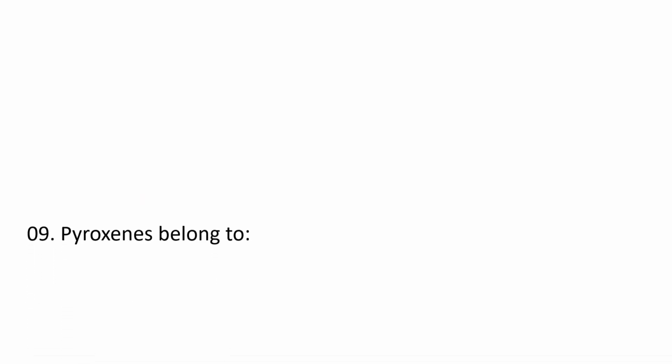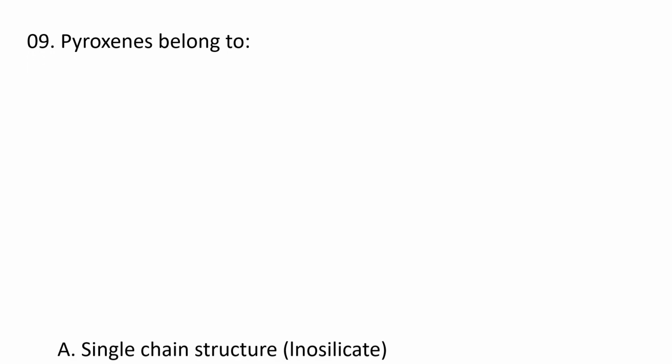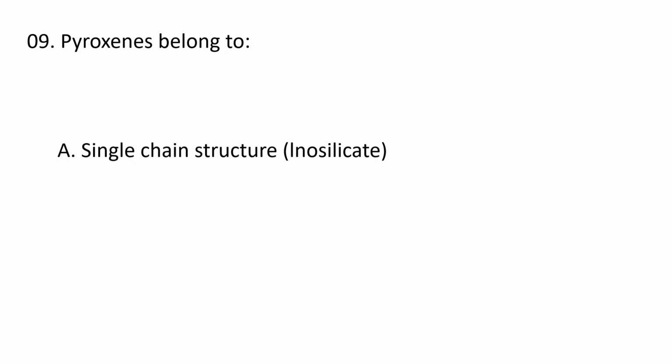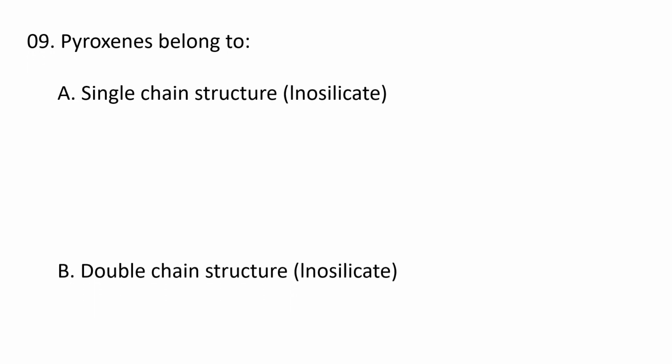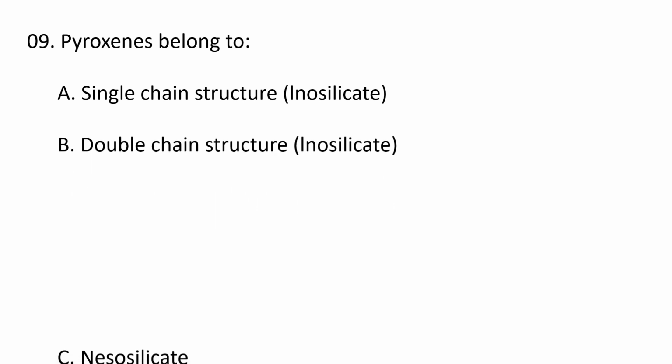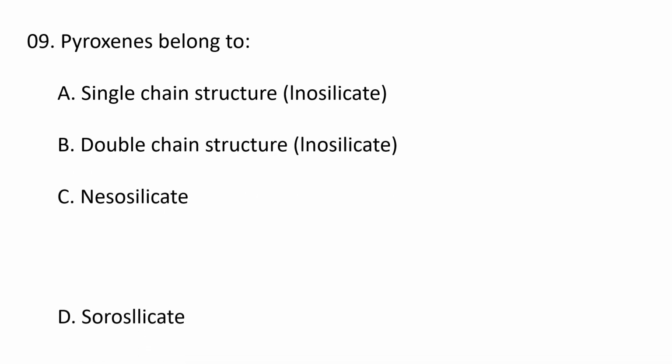Next question. Pyroxenes belong to, simple question, A. Single chain structure inosilicate, B. Double chain structure inosilicate, C. Nesosilicate, D. Sorosilicate. So pyroxenes belong to single chain structure inosilicate, whereas the amphiboles belong to double chain structure inosilicate.